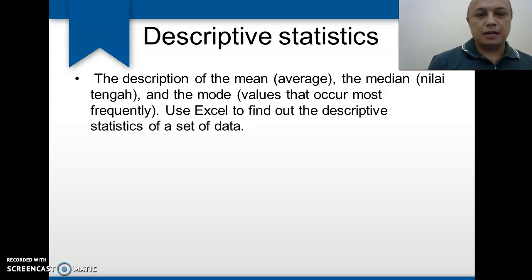Okay, and the mode. The mode are values or scores that occur most frequently in your set of data. So if you have 1, 2, 3, 4, 5, 5, 5, 6, 7, then the mode in that data is 5 because 5 occurs most frequently in that data. Okay, you can use Microsoft Excel to find out the descriptive statistics of a set of data. So it's quite easy.